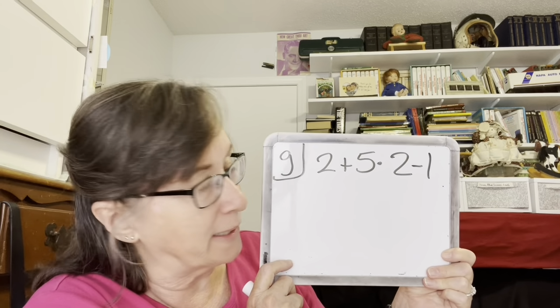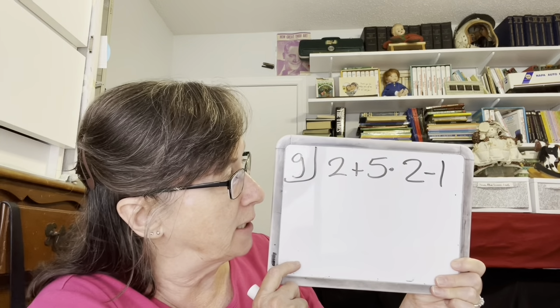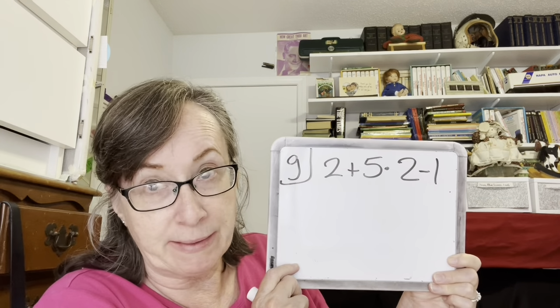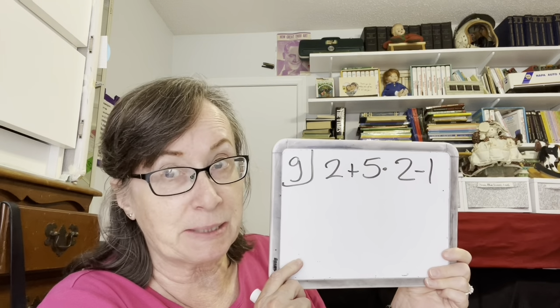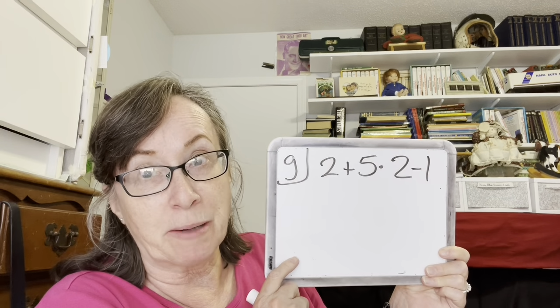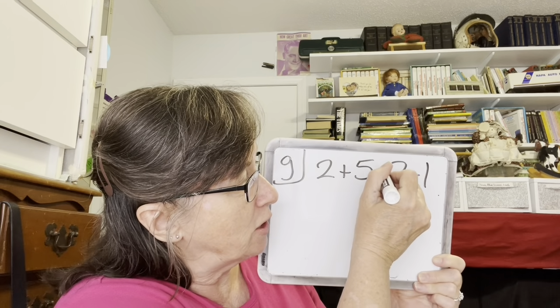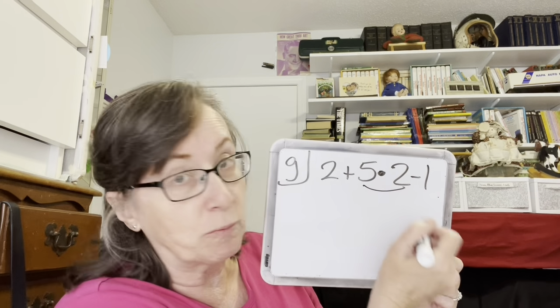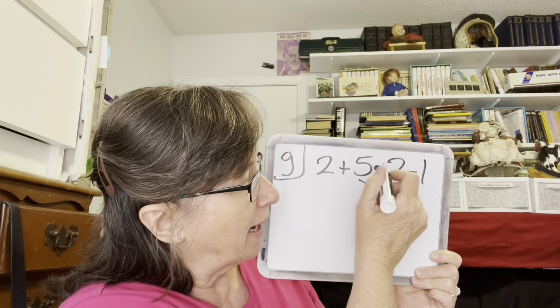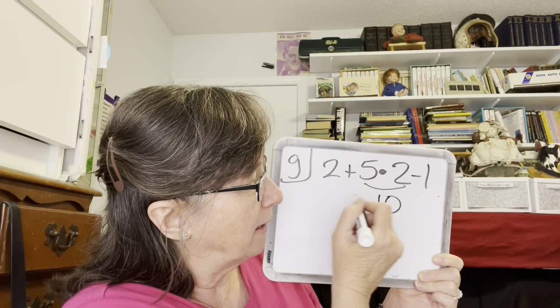Okay, here we have G in our practice problems. Okay, so we're looking for order of operations. We don't have any parentheses. We don't have any exponents. So we're going to jump right into multiplication and division. We don't have any division. We just have one multiplication, which we must do first. 5 times 2 is 10.